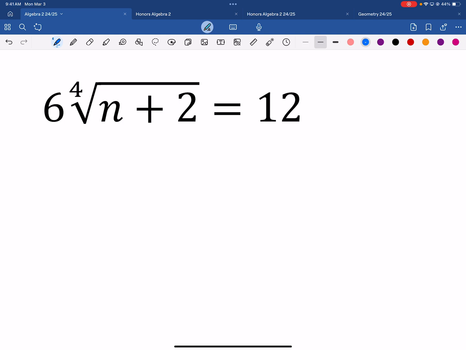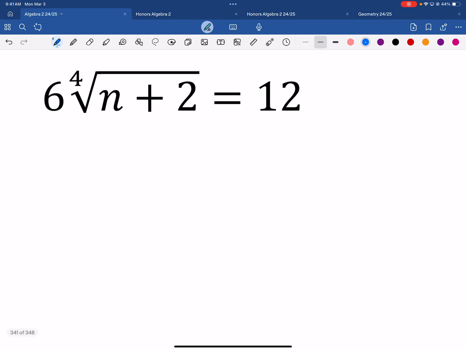Oh, that's right. We've got 6 times the 4th root of n plus 2 equals 12. Okay, so step 1 is to isolate. So I'm going to locate my root. This is the 4th root, so there's my root. This is showing multiplication of 6 to my root.